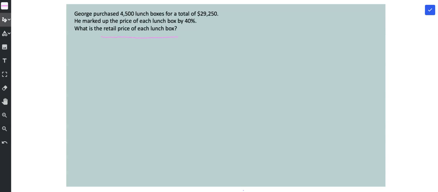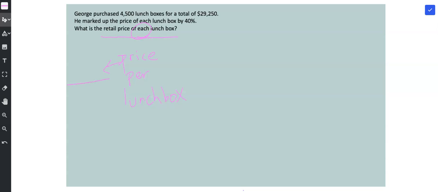The first step is to figure out what George purchased it for. So we're figuring out the wholesale price of the lunchbox. So this makes me think of unit rate. The word each makes me think of that. We are figuring out the price for each lunchbox, or the price per lunchbox. Price for one lunchbox, so it's a unit rate.